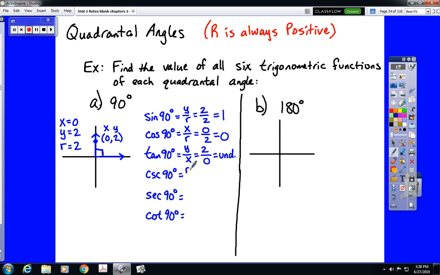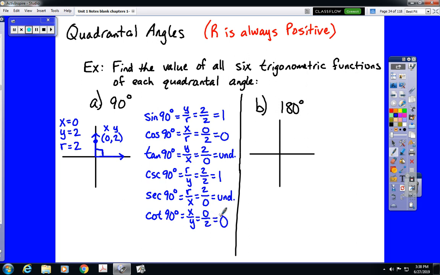No, we're not. So this is undefined. Cosecant would be r over y, which again is 2 over 2, or 1. Secant is r over x, which runs into that same problem. We have 2 divided by 0, that is undefined. And cotangent is x over y, that is 0 divided by 2, which is 0.